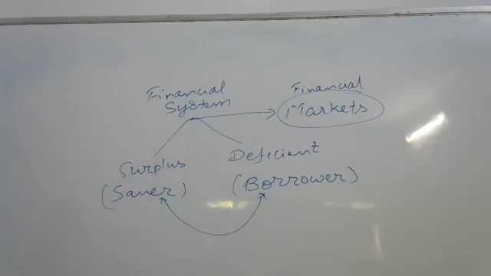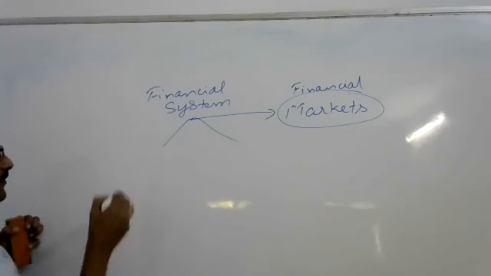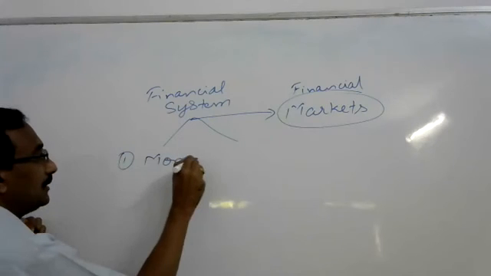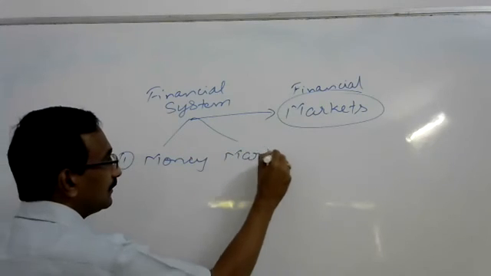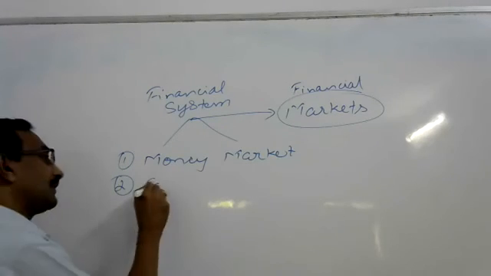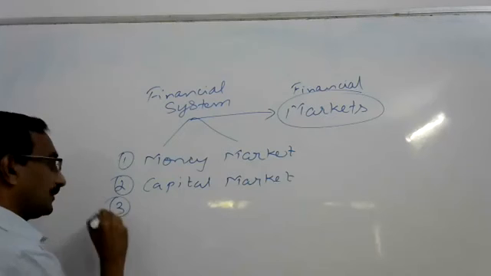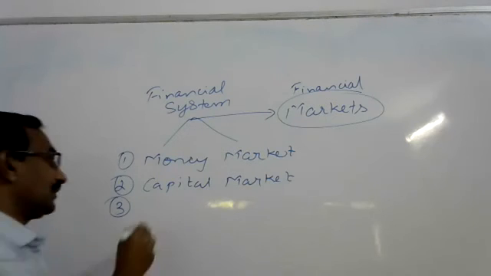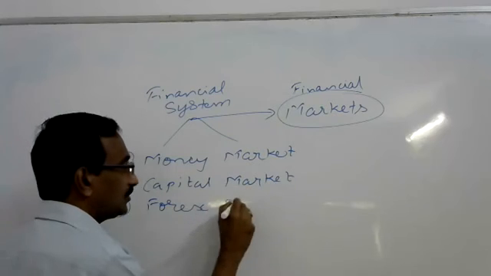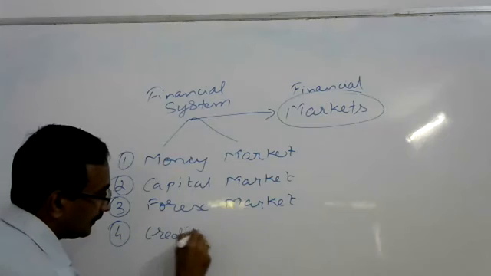Now, these 4 financial markets are, which ones? They are, first, money market. This is one. Second one is capital market. Third one is forex market. And the fourth one is credit market.